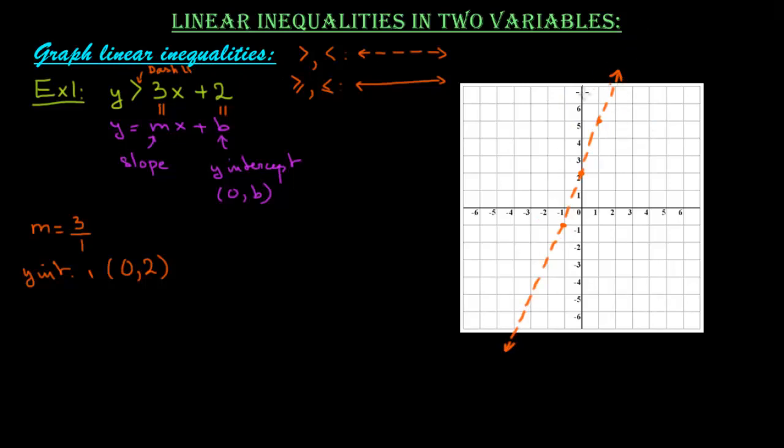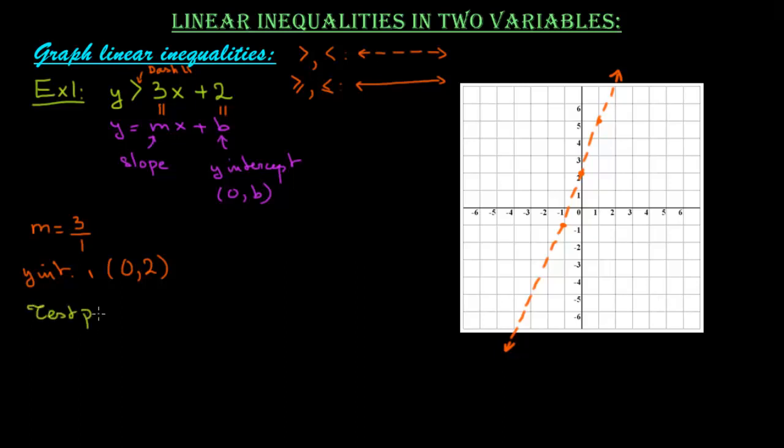So this is the line of this inequality, but the inequality doesn't just stop right there. We still need to find which area we should shade. Should we shade above or below the line? So let's do the test point.